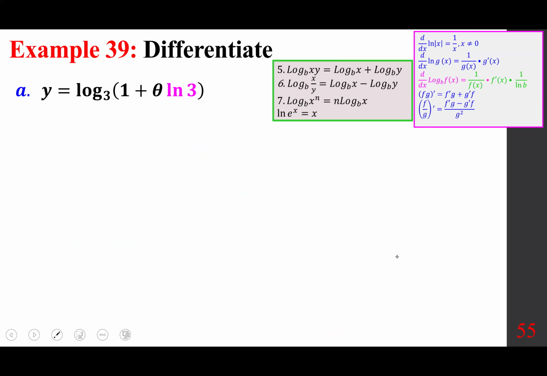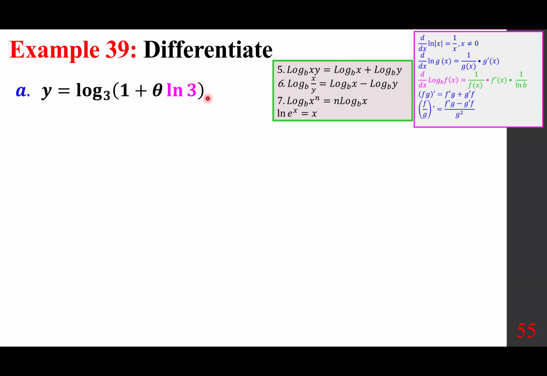We're going to continue with differentiation. In this case, y is log base 3 of 1 plus theta ln 3. So let's do that. First, we want to decompose this. There is nothing we can do. It's as simple as it gets.